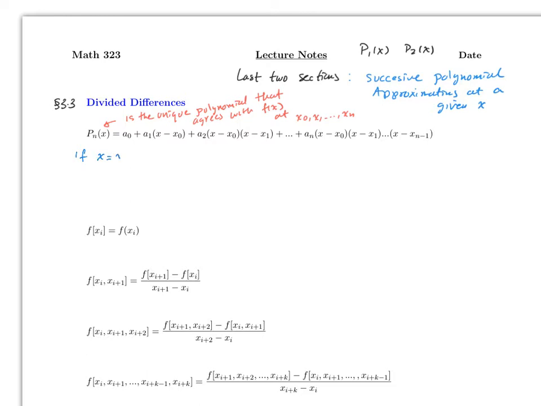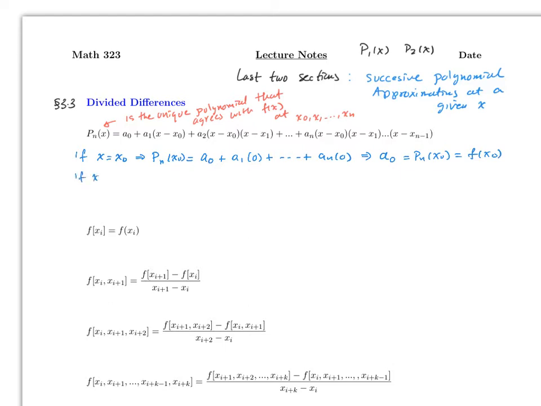So now notice the following. If x was equal to x0, then Pn of x0 will give you just a0 plus a1 times 0 and so forth. All of them will be 0. So therefore from here it implies that a0, or the first coefficient, is the same thing as Pn of x0, which will be just f of x0.